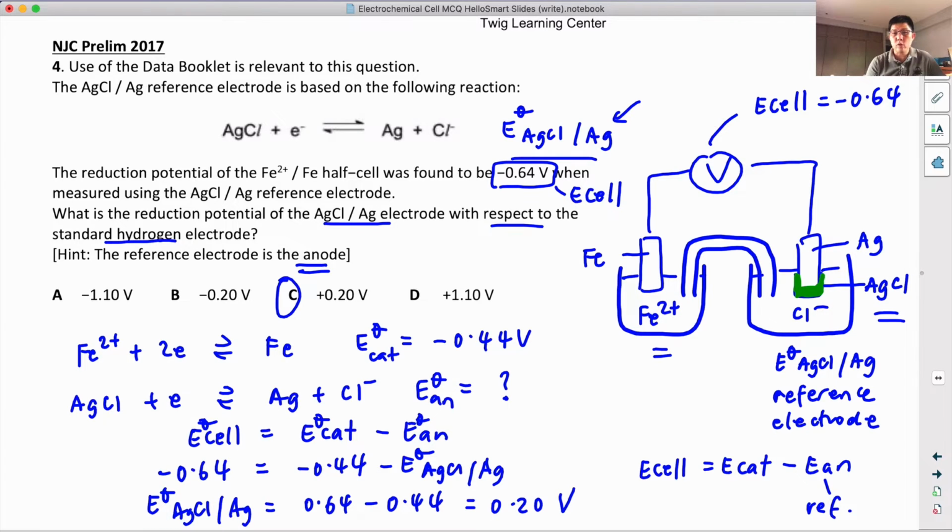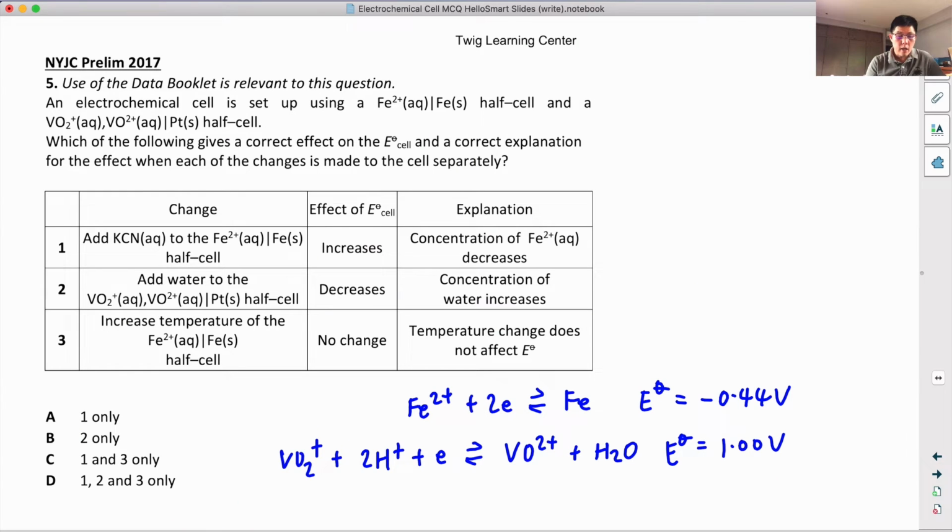I hope you get this idea about when they say something is the reference electrode. Just remember it's the anode. Okay, let's look at the next question.